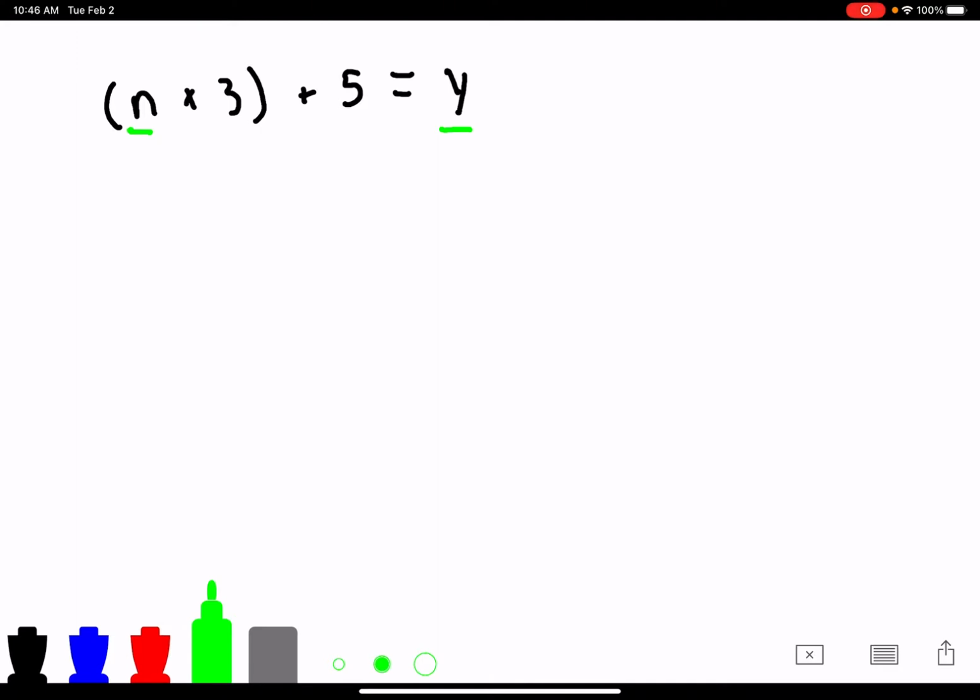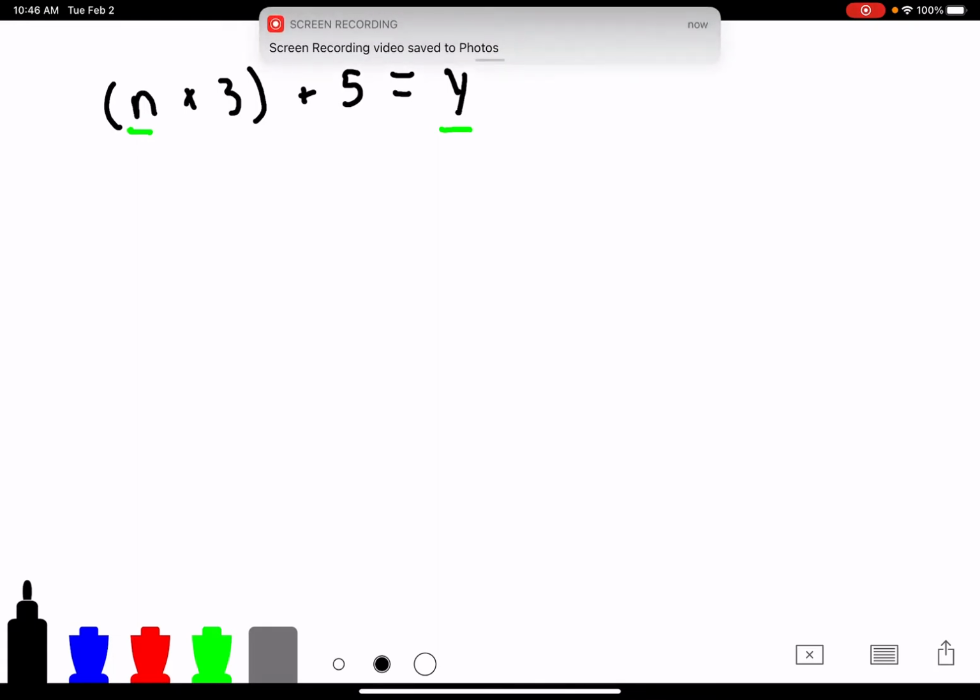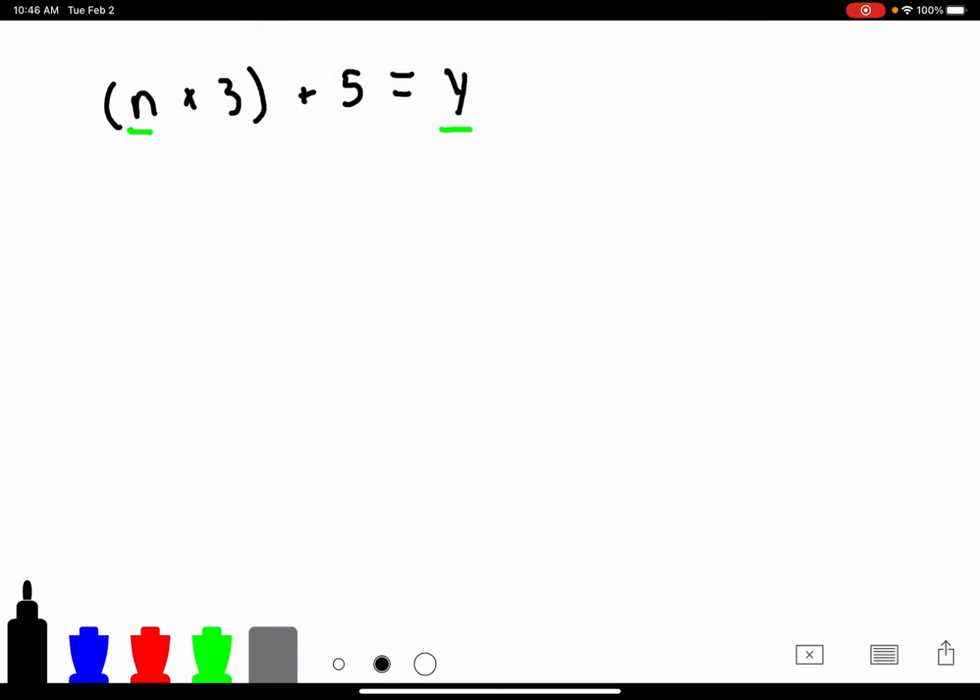However, I will just go ahead and tell you, when we have two variables, we can't figure out what their value is. The only way to figure out what their value is, is if we have only one variable in our equation. So the way that normally these problems will work is they'll give you an equation like this, and then they'll ask you to solve for y if n equals, and then they'll give it a value. Let me show you what I mean by that.